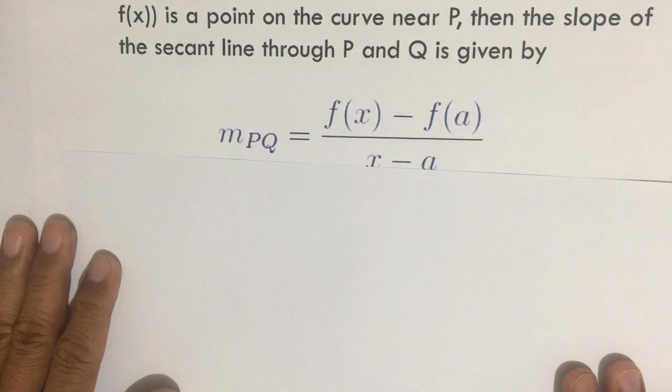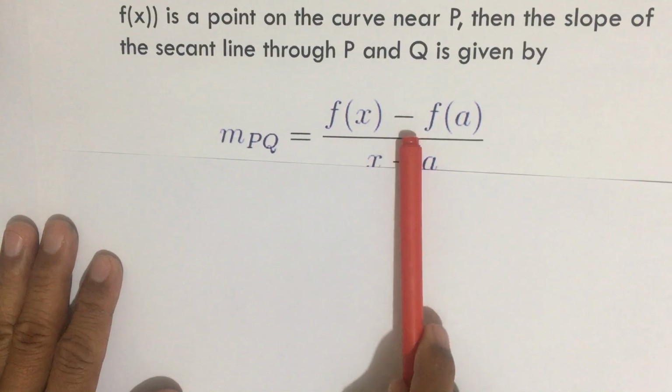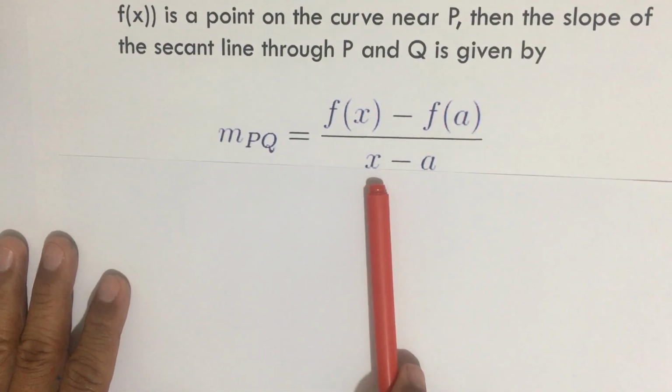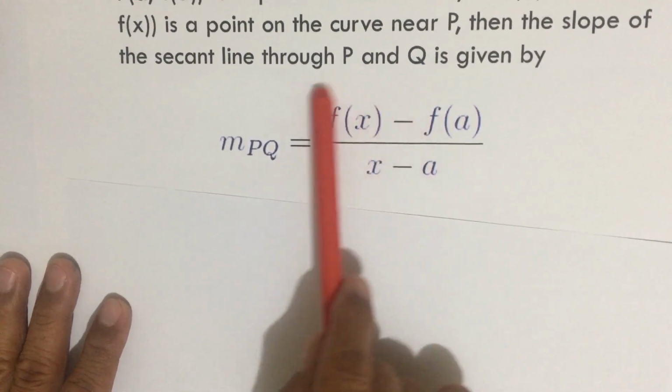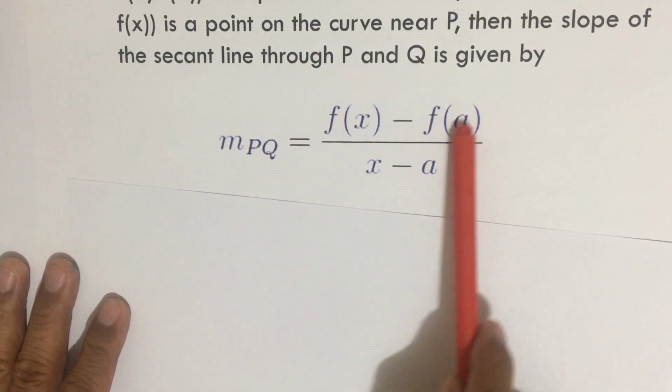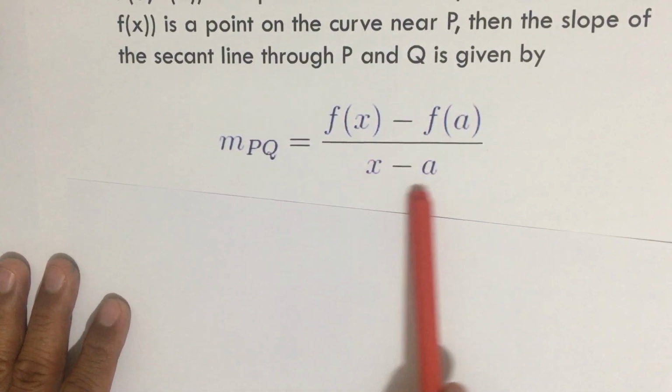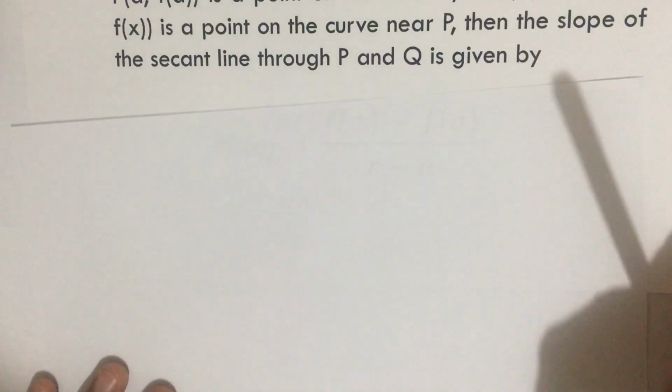m_PQ, or the slope of the secant line PQ, equals f of x minus f of a divided by x minus a. So this is what we call the rise, and this is the run. Alright? That is the rise and that is the run. Okay?